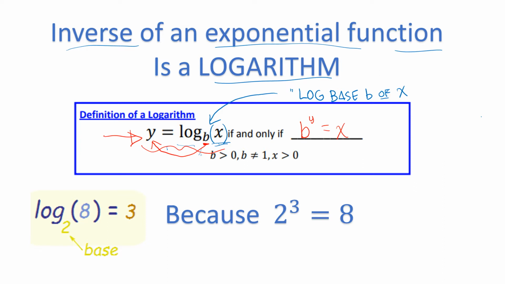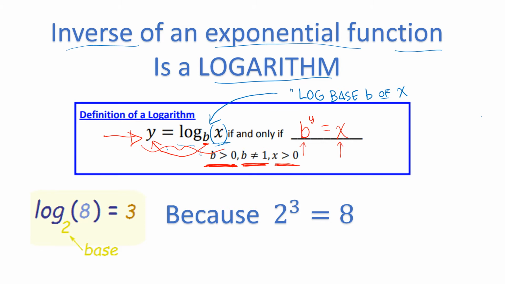Now, notice we have to have b greater than 0 because you don't want a negative base. We want to only have a positive base. B is not equal to 1 because 1 raised to anything is equal to 1. And then x is greater than 0. The reason for that is because when you raise a positive number to any exponent, whether it's positive, negative, 0, fraction, whatever, it always is equal to a positive number. So those are your 3 stipulations.